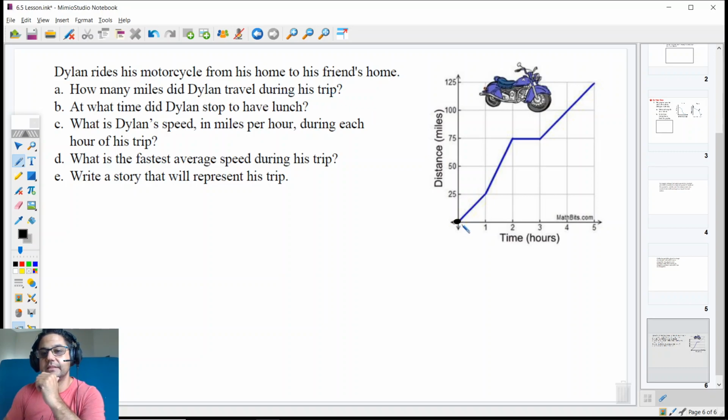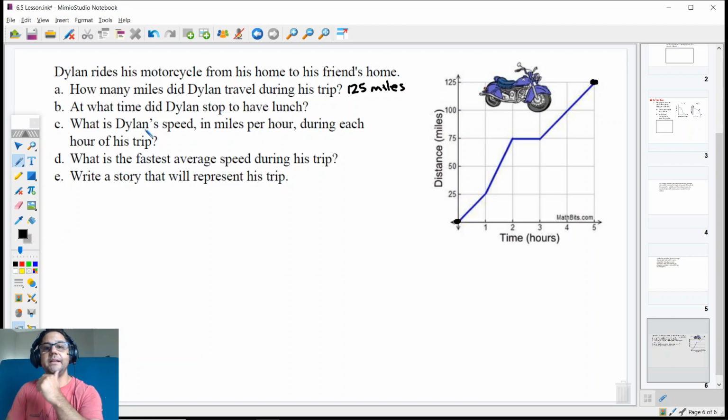Let's see. This is the time, but I want to look at the miles. And if we're going to end up here, that's like the end point to his friend's house, and I go over, yeah, I'm going to notice right there. That's 125 miles.